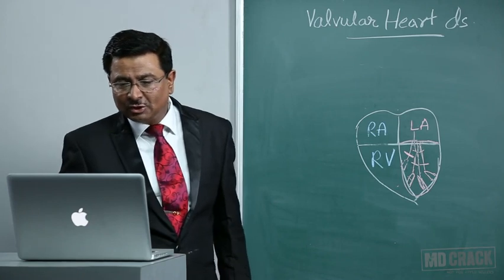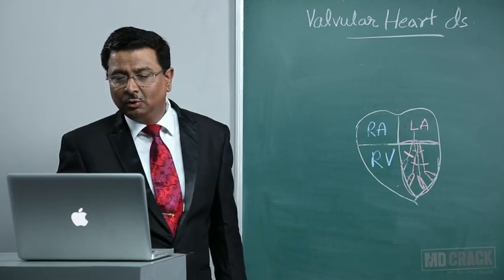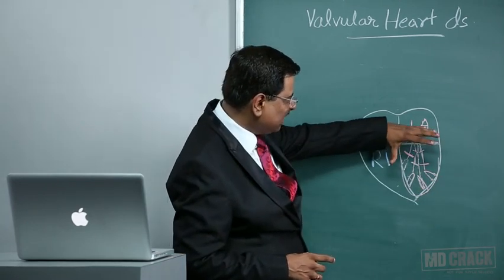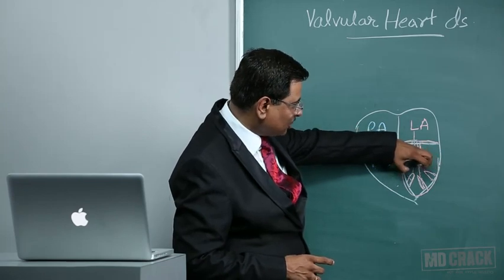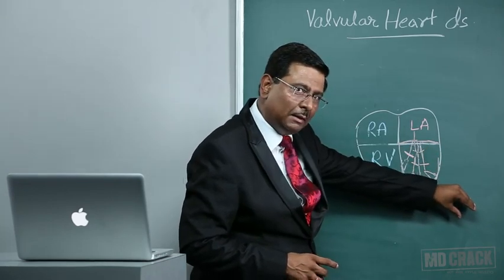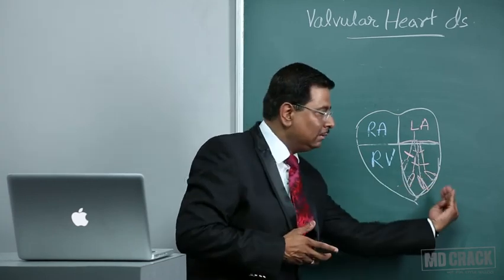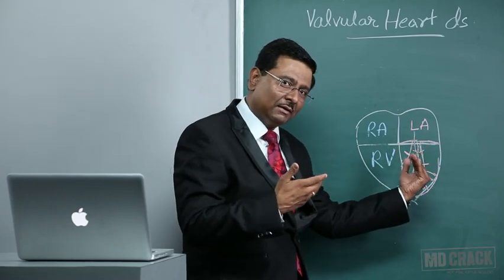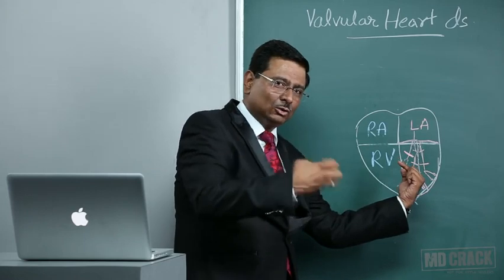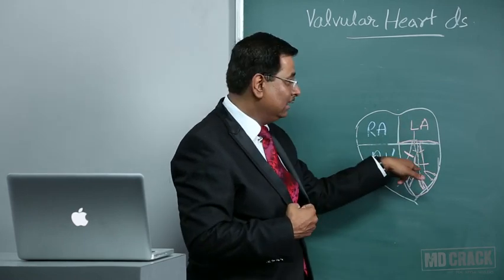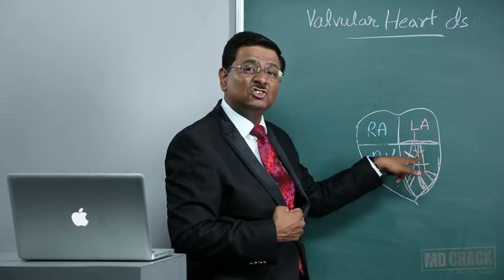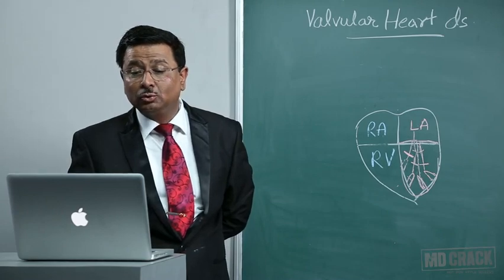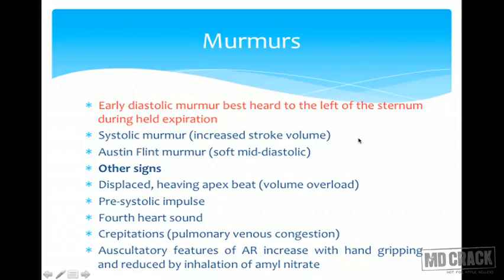Murmurs: an early diastolic murmur, which is best heard to the left of the sternum during held expiration. You can understand why there will be an early diastolic murmur: when the left ventricle contracts, there is enough pressure, so the blood flows into the aorta. But as soon as diastole starts, because of the regurgitation, some of the blood immediately flows back into the left ventricle because the aortic valve is incompetent. You can get a systolic murmur also. Can you tell me why we should get a systolic murmur?